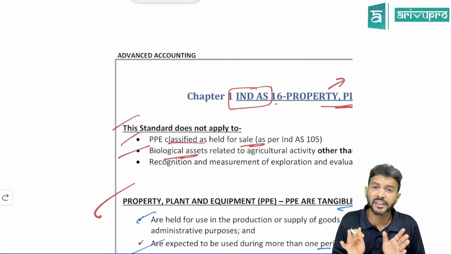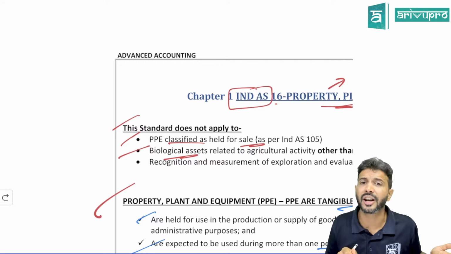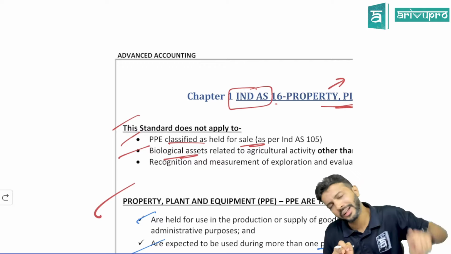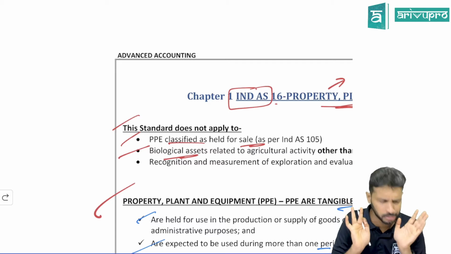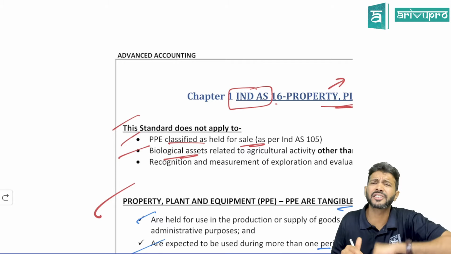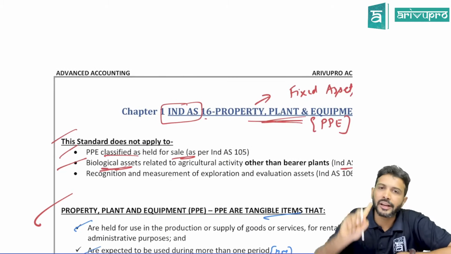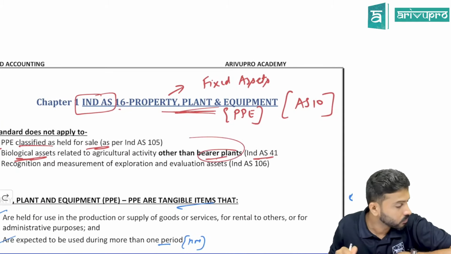Okay, it is an asset, but how to recognize that asset, what to do with that asset and all, IND AS 16 doesn't talk about it. IND AS 41 talks about it, called agriculture. That also is there in our syllabus. We will get to that. Okay, but there is an exception. Biological assets, IND AS 16 is not applicable, except bearer plant. So what does this line mean?